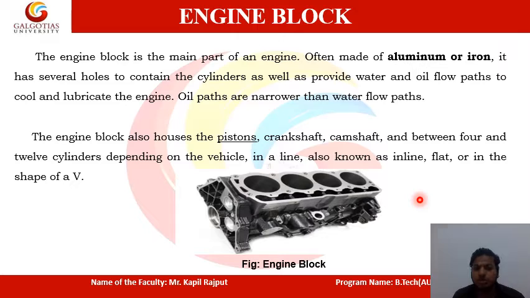The engine block also houses the pistons, crankshaft, and camshaft, with between 4 and 12 cylinders depending on the vehicle. The cylinders are arranged in a line, also known as inline, flat, or in the shape of a V.